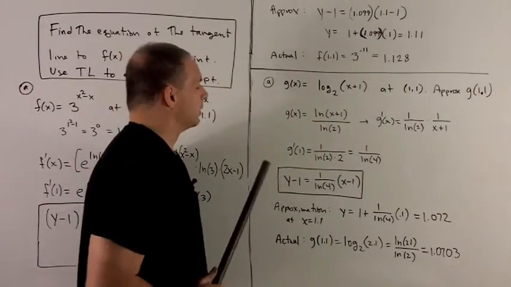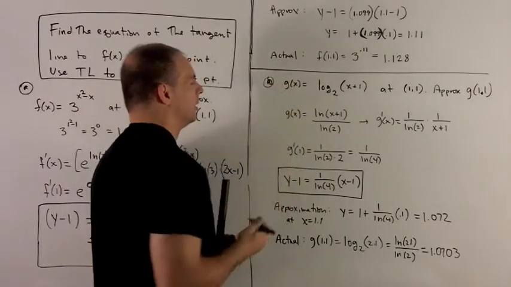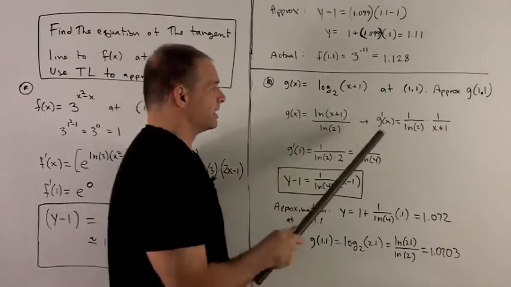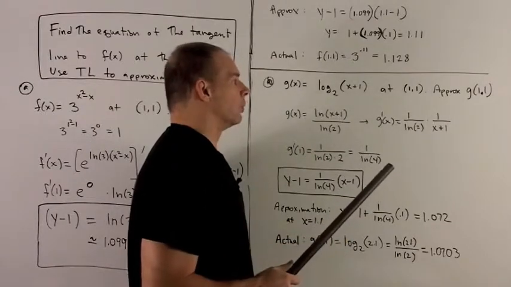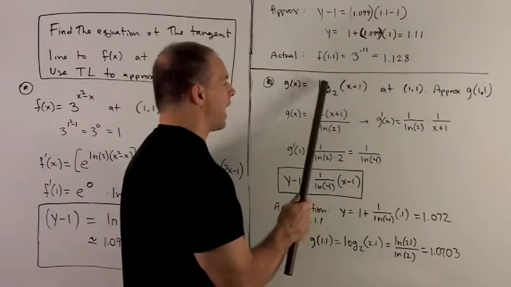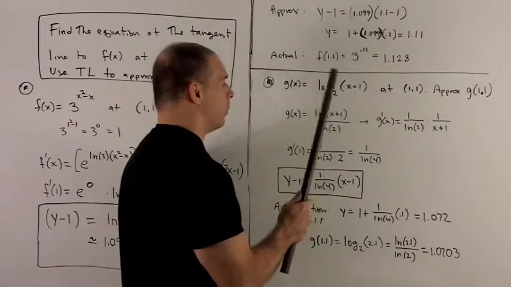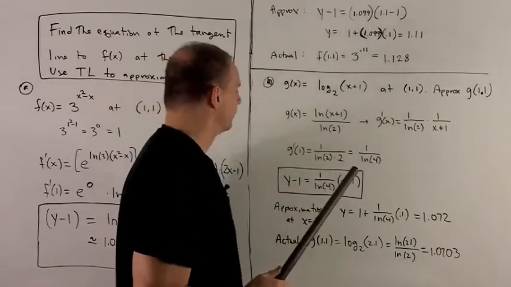Let's look at another one. I'm going to try g of x equal to log of x plus 1 to the base 2 at my same point (1, 1), and we'll also approximate the point 1.1. We could check again. If I put 1 in here, I have log base 2 of 2. That's going to cancel to give me a 1. So that is an actual point on our curve.